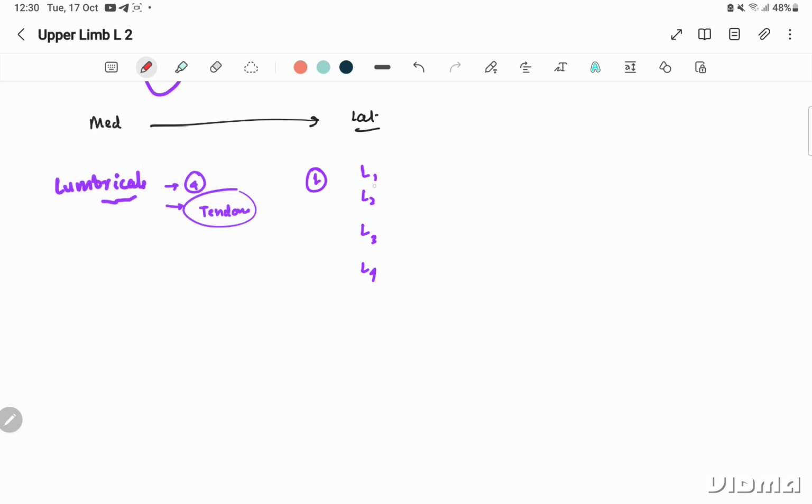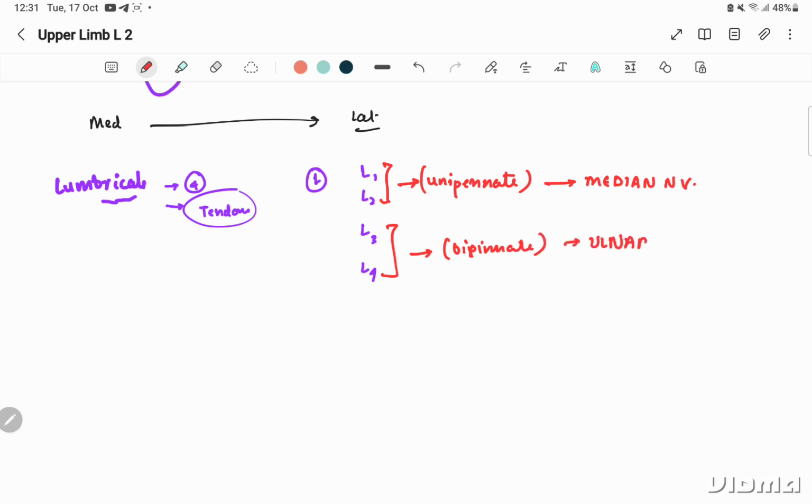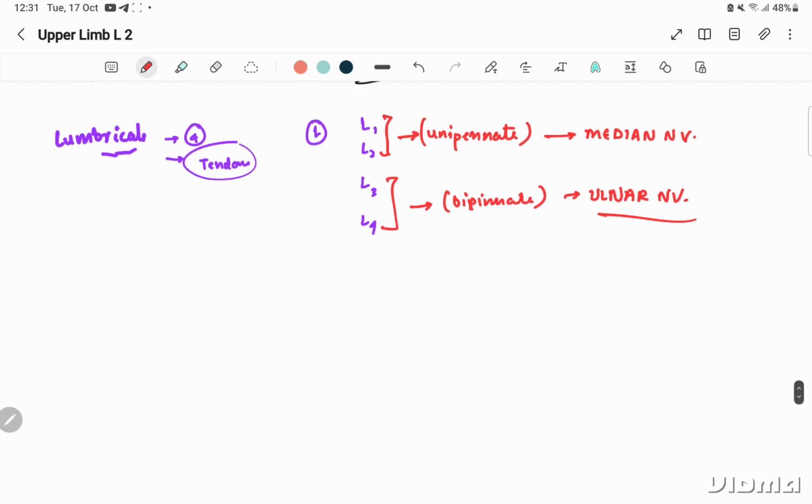Just take a note that L1 and L2 are unipinnate. Their fibers are in one direction only, unipinnate muscle, and they are supplied by the median nerve. The L3 and L4 are bipinnate, and they are supplied by the ulnar nerve. Okay, so let's draw the lumbricals as well. I will draw it very quickly.